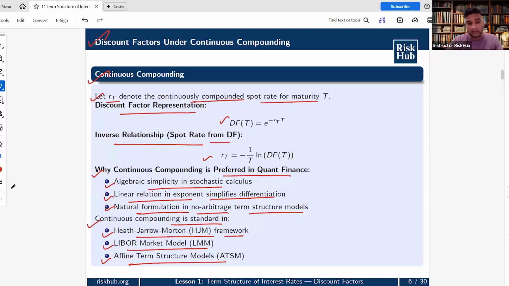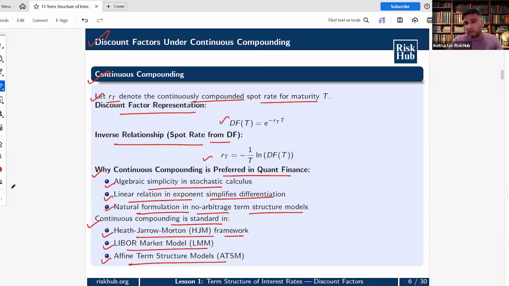The growth factor becomes exponential RT into T. Dividing 1 by it gives exponential minus RT into T. The second formula which is given is R sub capital T equals minus 1 over capital T multiplied by the natural logarithm of df of capital T.